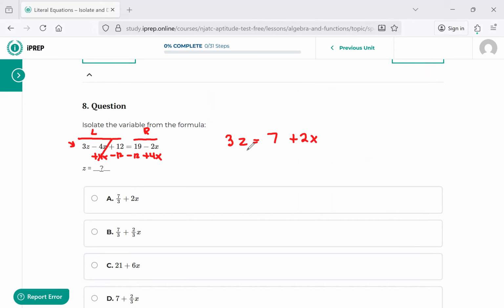And then you solve for z by dividing everything by 3. As you look at our choices, they just individually divide everything by 3. So this cancels. You're left with z equals 7/3 plus 2/3 x. Okay, so that looks like it's letter B.